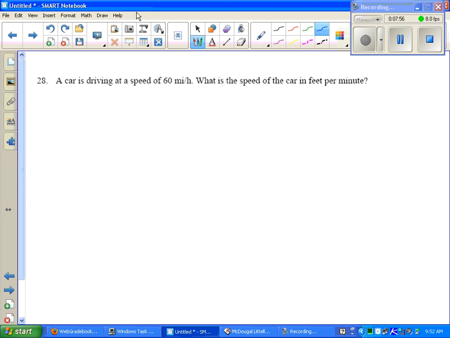A car is driving at a speed of 60 miles per hour. What's the speed of the car in feet per minute? We have to do a conversion here. 5,280 feet equals 1 mile. Remember, I'll give you that number. But it'll do you some good to learn that number, because it'll come up a lot in school and it'll come up a lot when you're actually grown up.